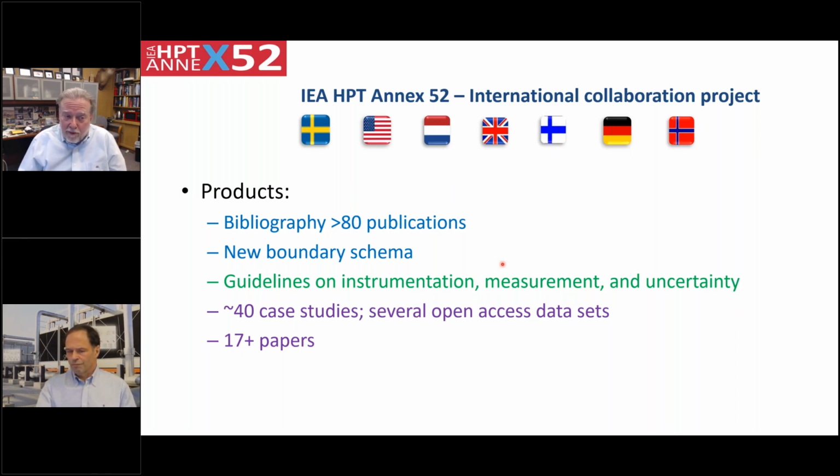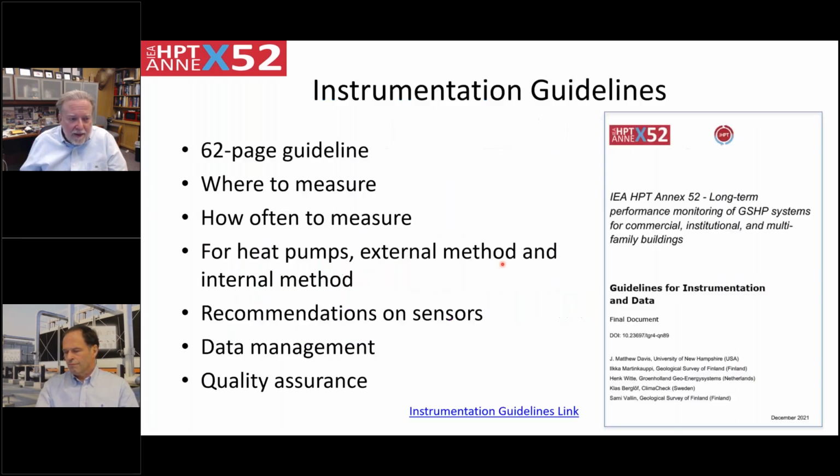Right, and the products from the Annex include a bibliography. I was surprised there was as much information available on existing systems, about 80 publications, although the information was often difficult to interpret because of a lack of standard terminology and standard boundaries for what's being reported. We developed a new boundary schema, which I'll come back to in just a minute, and some guidelines that I think are of interest. Also, there are about 40 case studies published with some open access data sets and about 17 peer-reviewed papers so far.